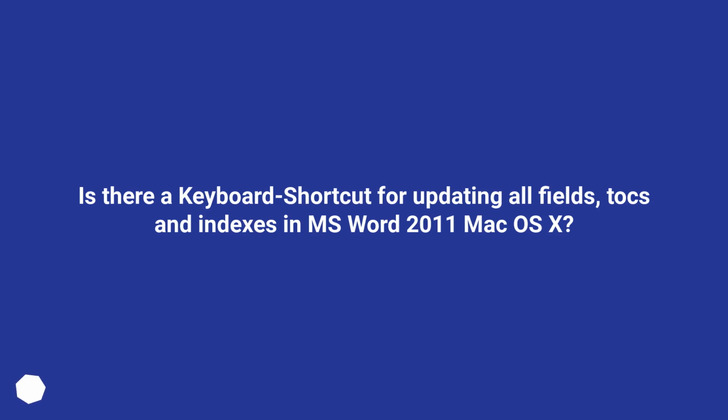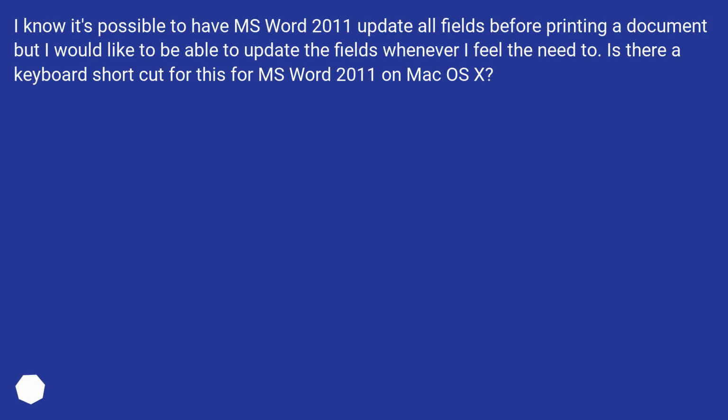Is there a keyboard shortcut for updating all fields, TOCs and indexes in MS Word 2011 macOS X? I know it's possible to have MS Word 2011 update all fields before printing a document, but I would like to be able to update the fields whenever I feel the need to. Is there a keyboard shortcut for this for MS Word 2011 on macOS X?